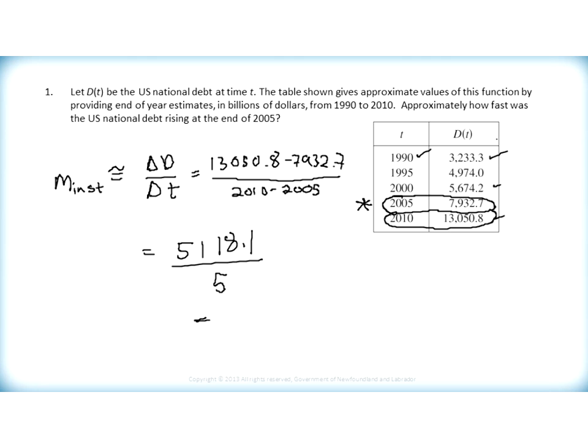And so determining that, we're saying that the national debt in the U.S. in 2005, we're going to estimate that it was increasing by about 1,023.62, and that would be in $billion per year. That's a little bit of a scary figure, isn't it? Okie doke. So there's a test type example.